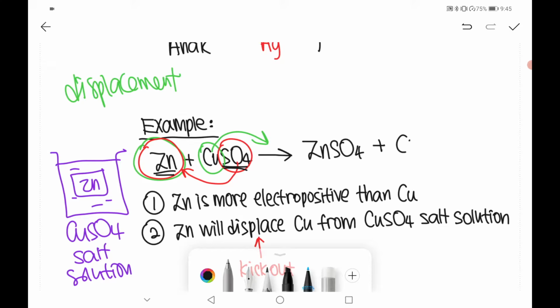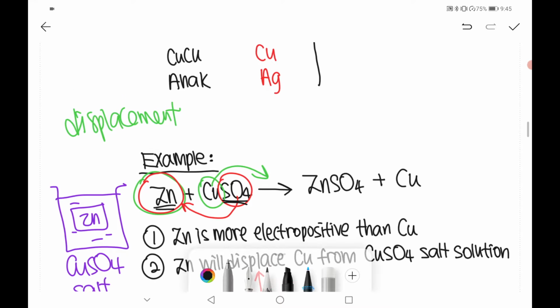Now the zinc takes the SO4, and the copper doesn't have a girlfriend anymore. Now the copper is Cu. This is CuSO4 and this is zinc. So now zinc robs the sulfate away, and the copper is kicked out. The copper now has nothing. This concept is called displacement.